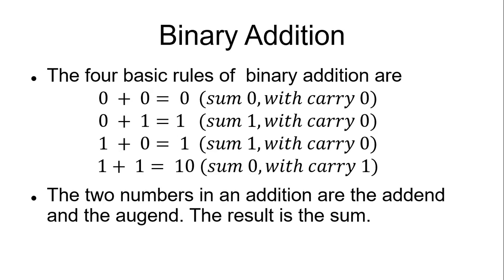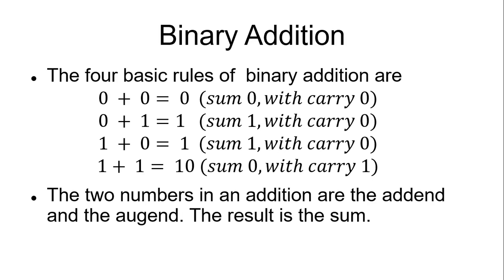Binary addition. The four basic rules of binary addition are: 0 plus 0 is equal to 0, sum 0 with carry 0. The second rule is 0 plus 1 is equal to 1, sum 1 with carry 0. When we add 2 bits, the sum contains 2 bits. One is called the sum and the other is called the carry. 1 plus 0 is equal to 1. The sum is equal to 1 with carry 0, and 1 plus 1, the fourth rule, is equal to 10.